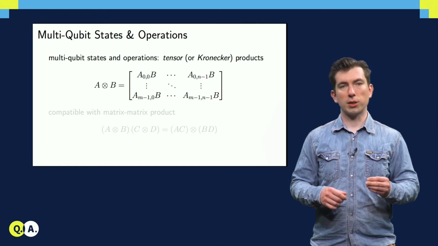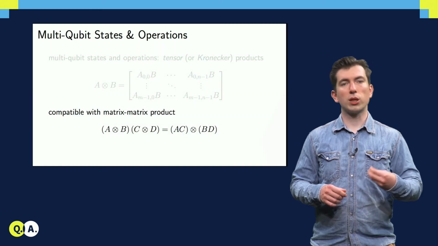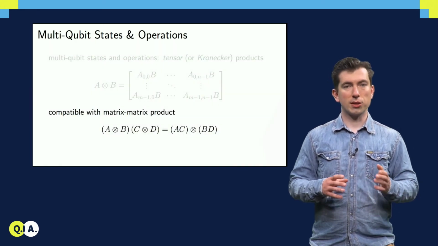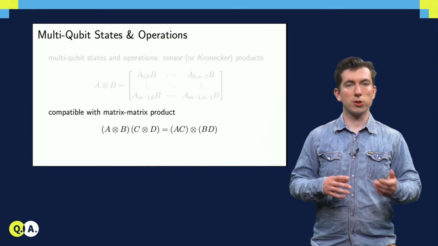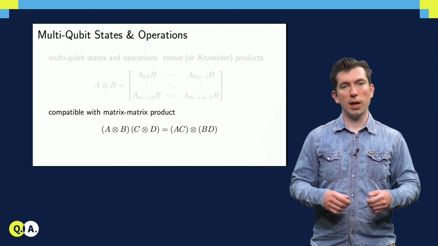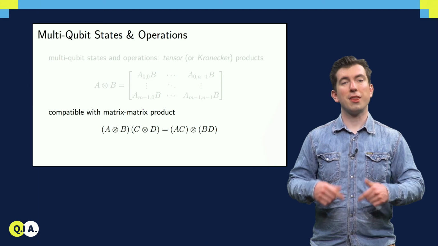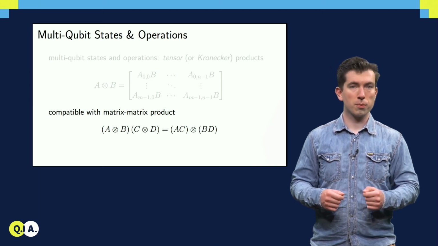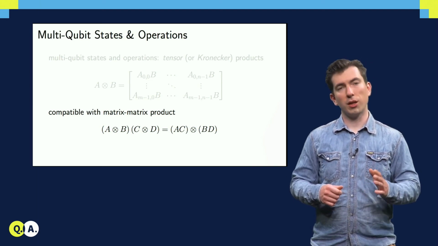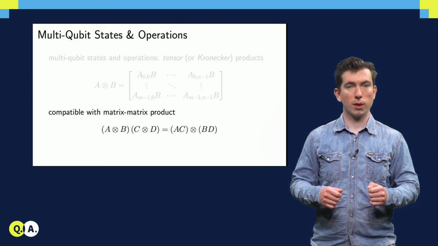The interesting thing about the tensor product is that it's compatible with the regular matrix product. That is to say that if I take the matrix product of two tensor products, I get the same matrix as if I took the matrix products first, then evaluated the tensor product. This is also easier to understand if we take a look at a few examples.